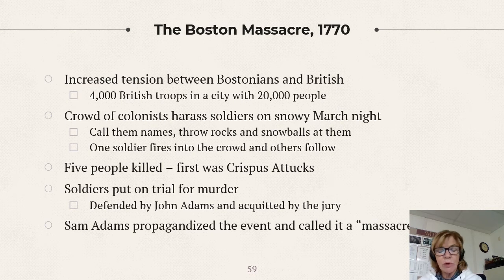The first person killed was Crispus Attucks. He was a black man in Boston, and many people say that he was the first victim or a hero who fell in the Revolutionary War. But anyway, these soldiers go to prison and they're tried for murder. But John Adams is a very accomplished lawyer. He takes the case and they are acquitted, meaning they're found not guilty.